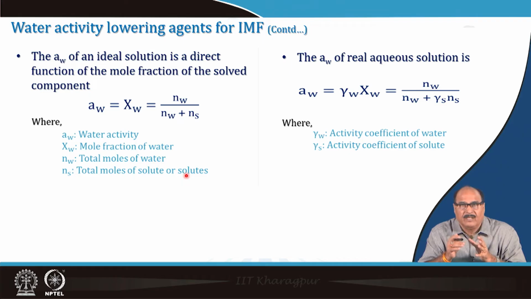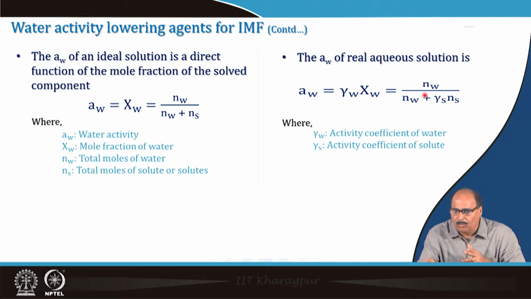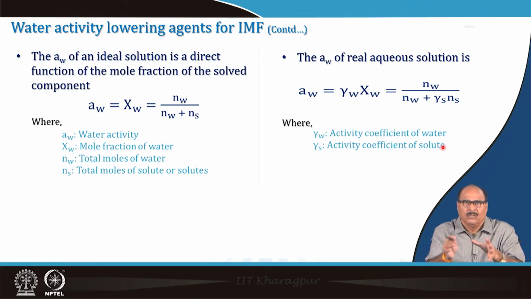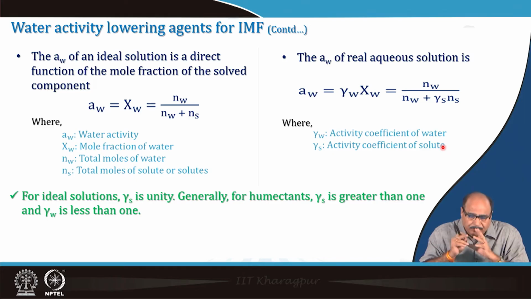The AW of a real solution is therefore AW equals YW times XW, where YW is the activity coefficient of water. It can also be given by the equation NW divided by NW plus YS times NS, where YS is the activity coefficient of the solute. So, by using these equations, one can calculate the amount of solute required to be added to get the desired water activity.